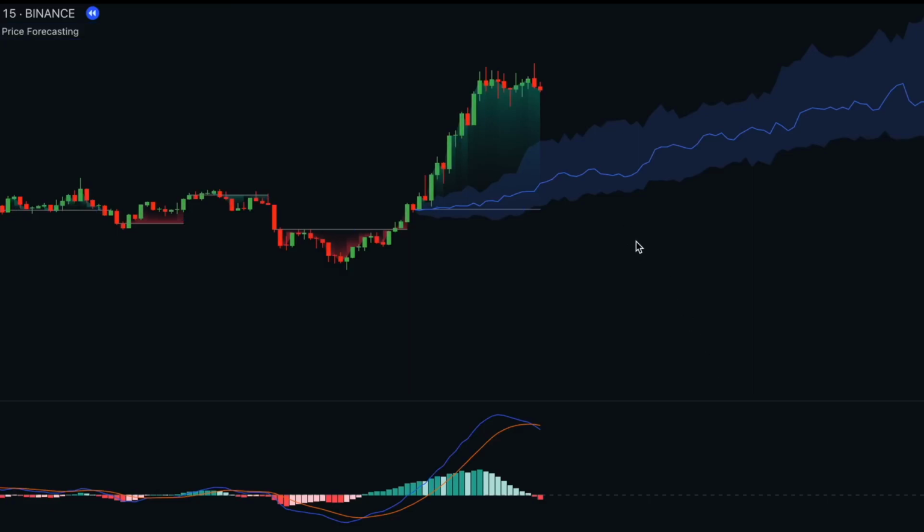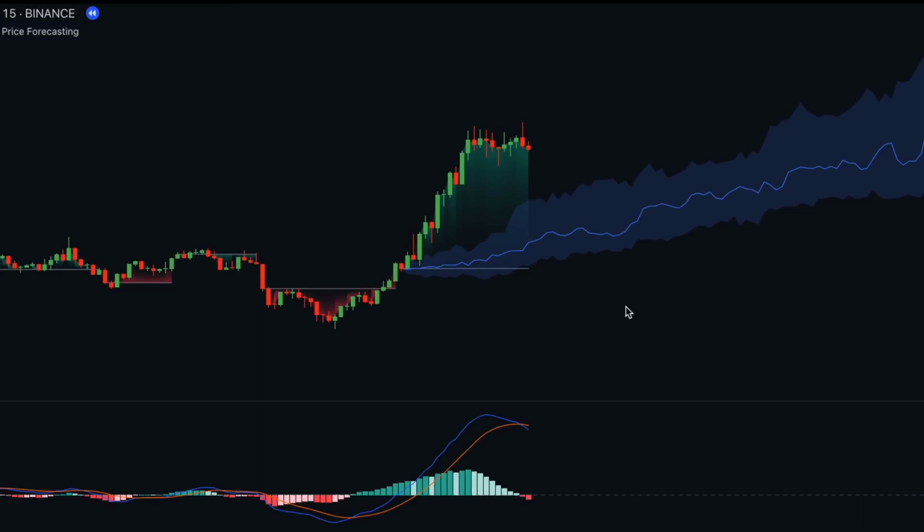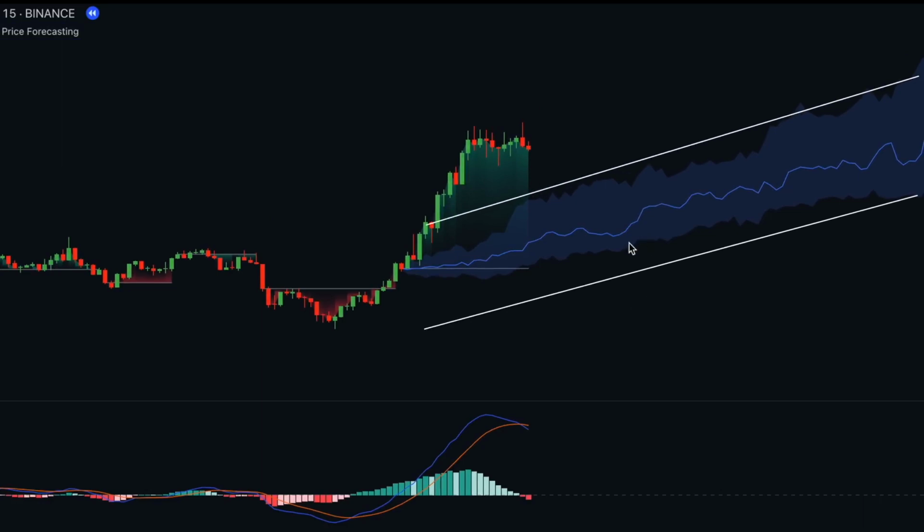An interesting feature of this indicator is its capability to introduce a bias to the forecast. By adjusting the average percentage setting, you can tilt the forecast towards a bullish or bearish bias, depending on your market outlook.